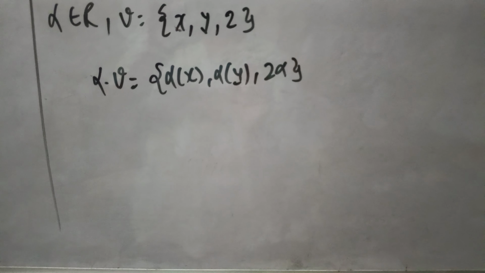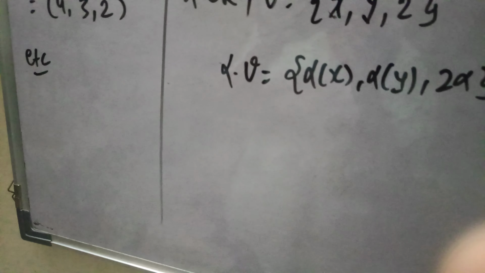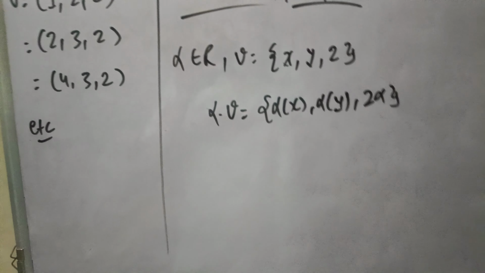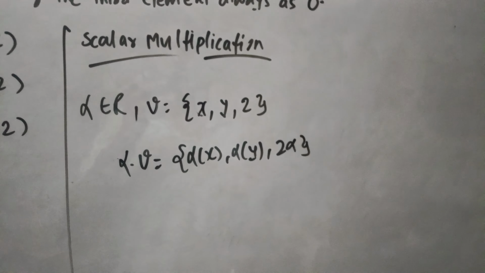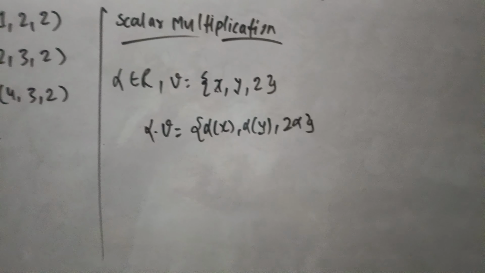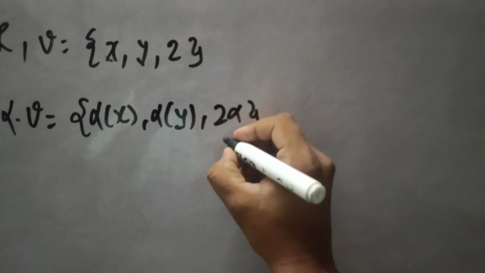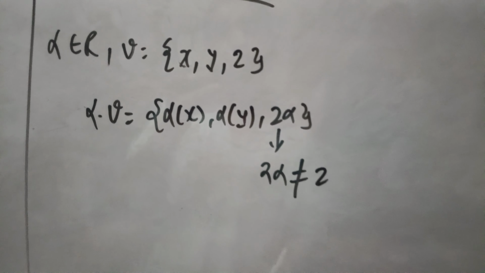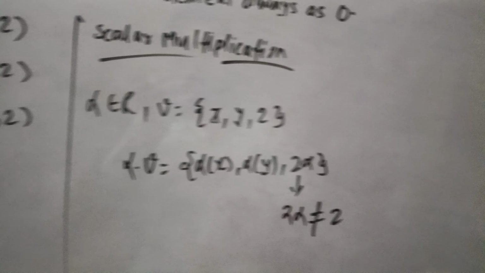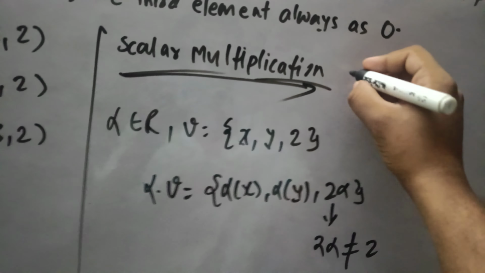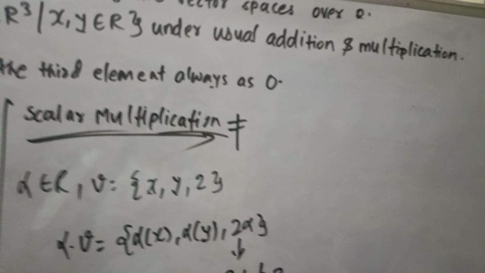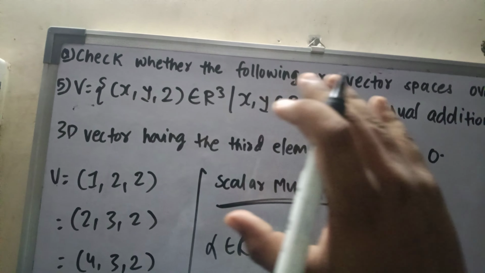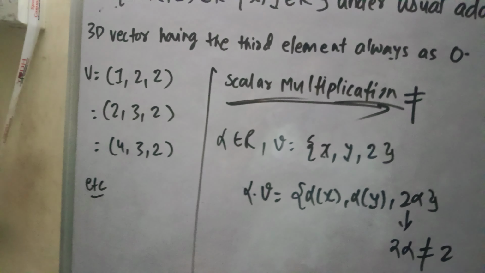So we were talking about what will happen if we multiply alpha to the x, y and z respectively. Now after multiplying, what we have noticed here is the third element becomes 2 times alpha, which does not equal 2, and therefore this condition does not satisfy the scalar multiplication, and hence this set is indeed not a vector space over R.